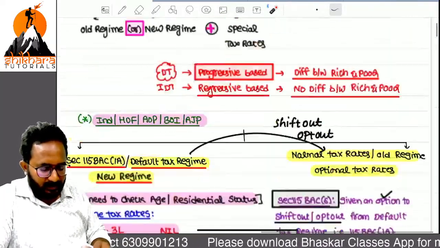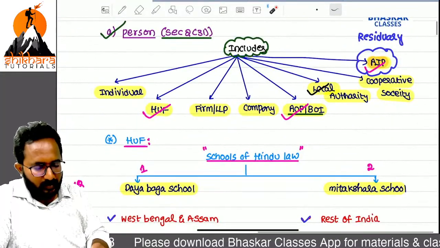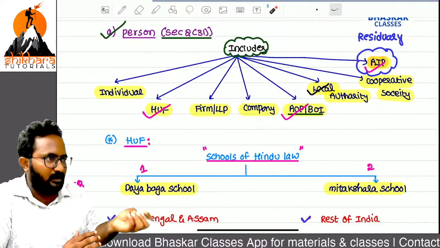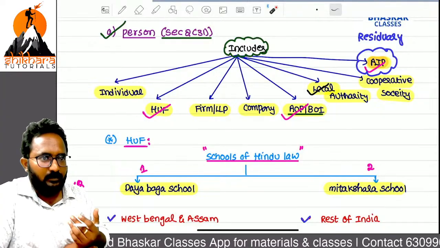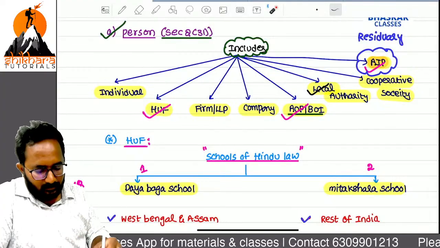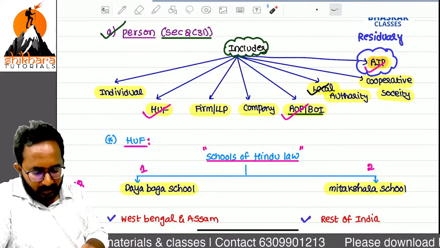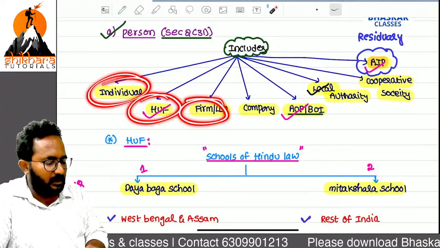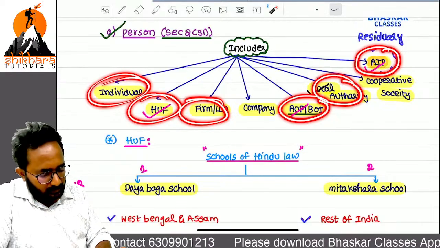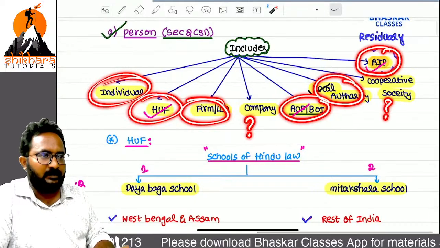If you open the person definition, are you following in an easy manner? If you feel it is too fast, tell me and I will reduce the speed. The basic chapter you already know very well, that's why I am going at some speed. If you have any issues, you can tell me. Individual over, HUF over, firm including LLP over, AOP, BOI over, local authority over, AJP also over. In the person definition, whose tax rates are pending? Company and cooperative society. Shall we begin these two also?